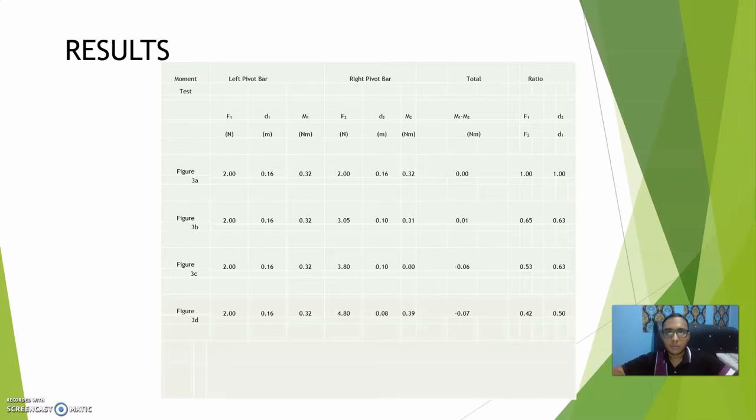I would like to present the results of this experiment. The results were collected by the left pivot bar and right pivot bar, and also totaled into M1 minus M2, and the ratios have also been deduced from the results that we obtained from the experiment. There are altogether 4 figures, and the results were collected by the figures: figure 3a, figure 3b, figure 3c, and also figure 3d.